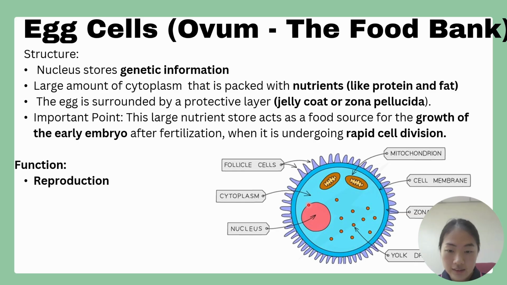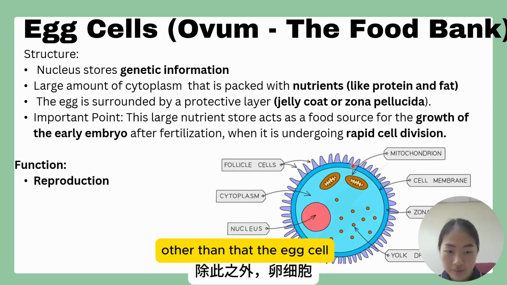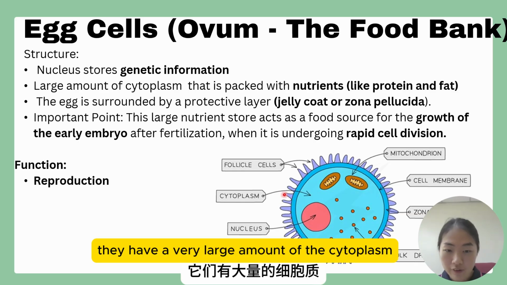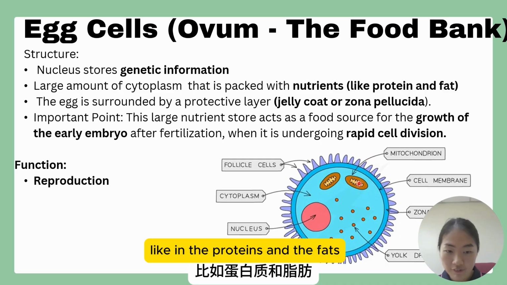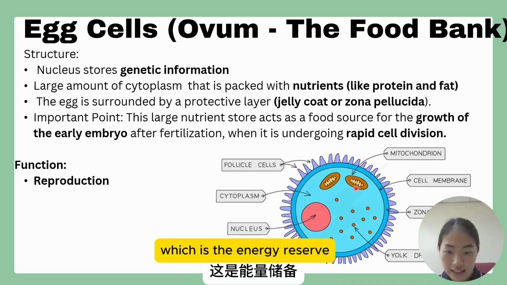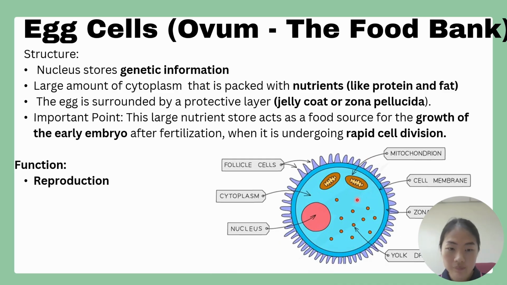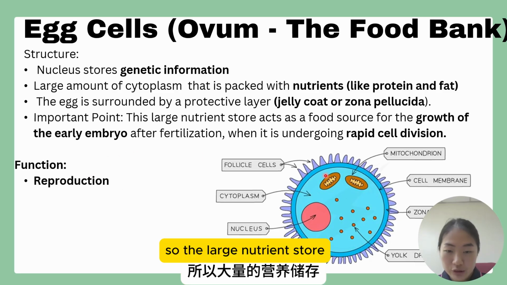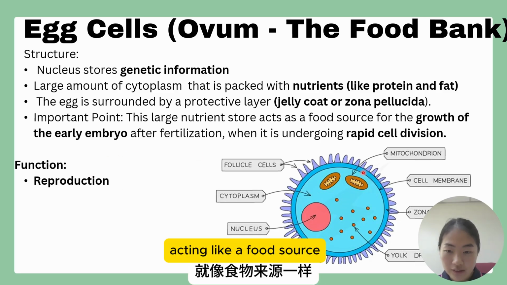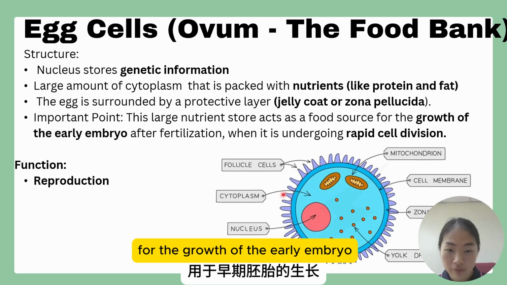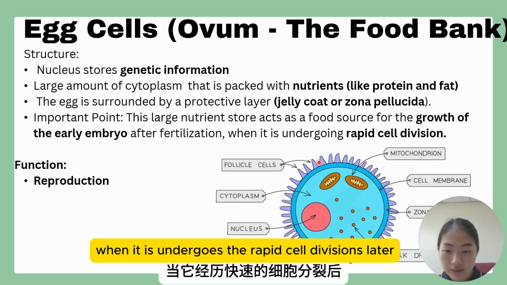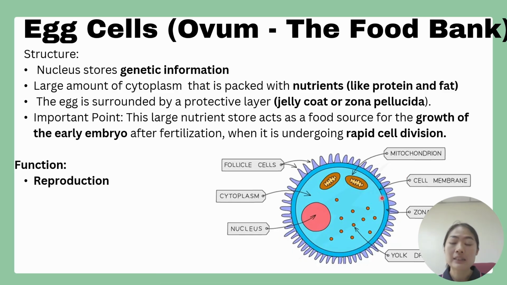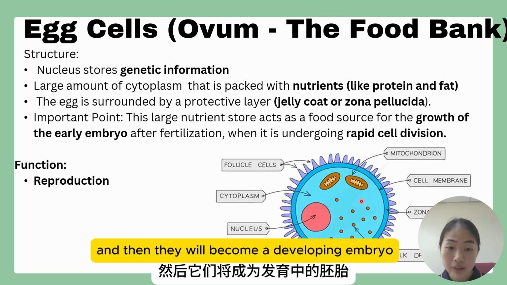Other than that, the egg cell has a very large amount of cytoplasm, and inside is packed with nutrients, like proteins and fats, which are the energy reserve. This large nutrient store is like a food source for the growth of the early embryo after fertilization, when it undergoes rapid cell division and becomes a developing embryo.